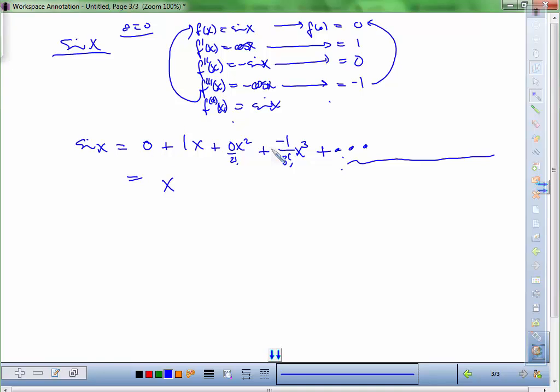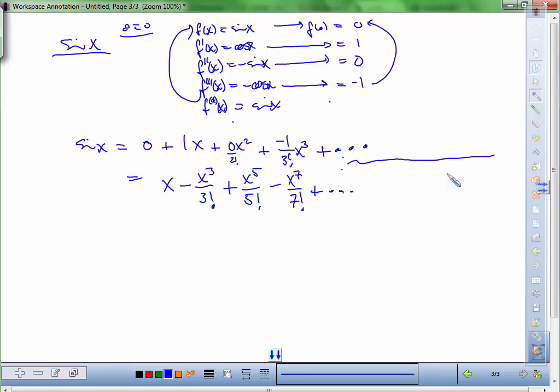It just alternates. So the first one is a positive 1 times x. And then the next one is negative 1 times x cubed over 3 factorial. And so the next term is going to be a positive, what? x to the 5th over 5 factorial. It's still matching the power and the denominator matches. x to the 7th with a negative, and then 7 factorial. And then we can go on.